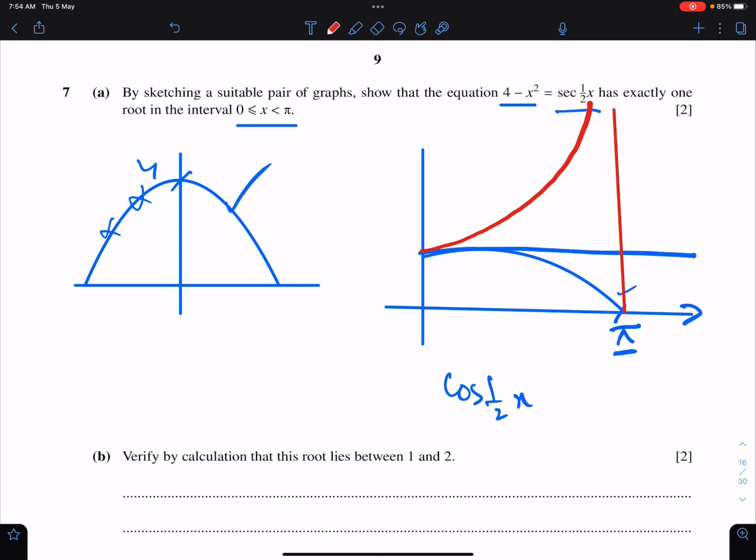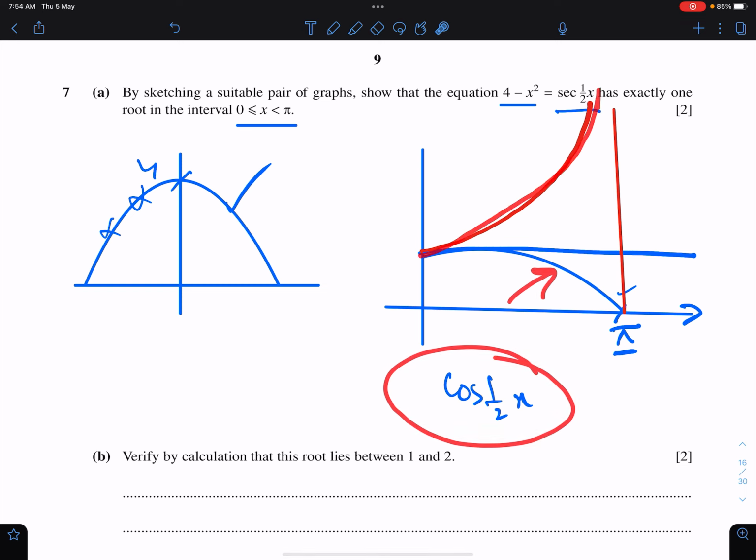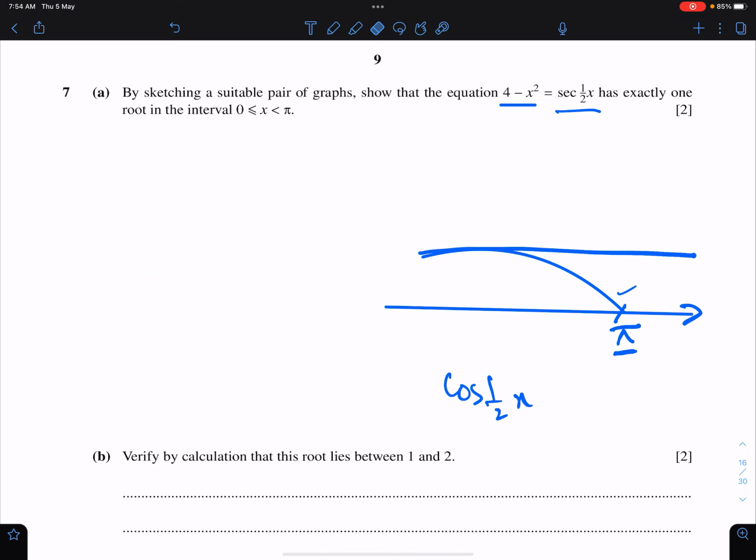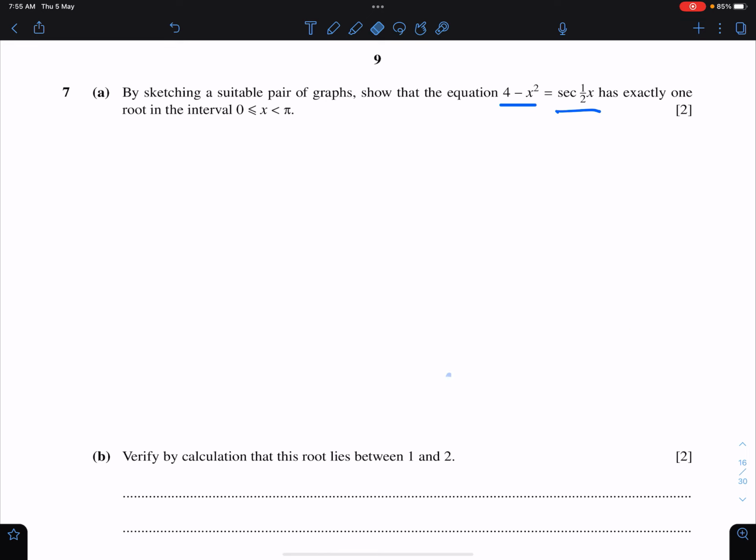This is the way to sketch sec half x. First sketch the basic function, which is cos half x, and then just reciprocal, sketch sec half x, reflect this cos about this line. But this sec should be parallel to this line, because sec half pi, sec pi by 2 will be infinite. When you will put pi here, you will get infinite. Now I will sketch both the curves on a single diagram.